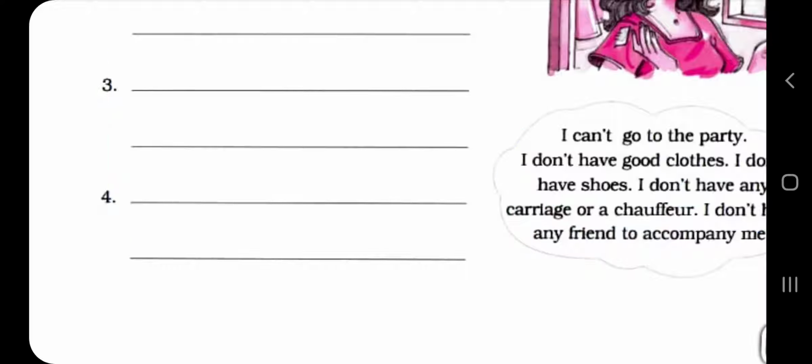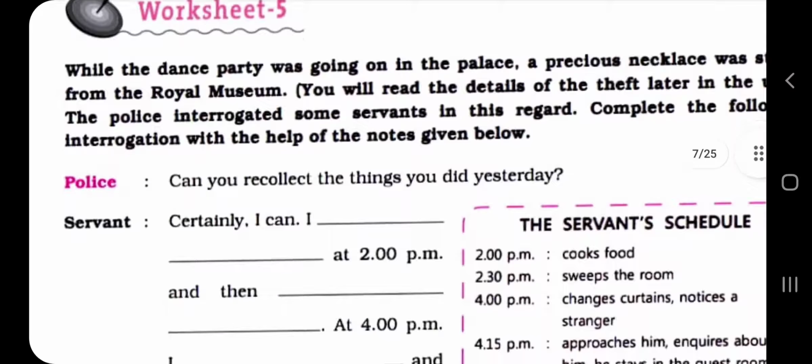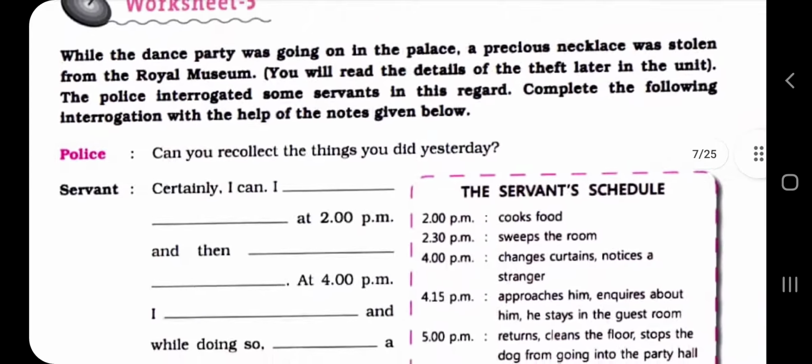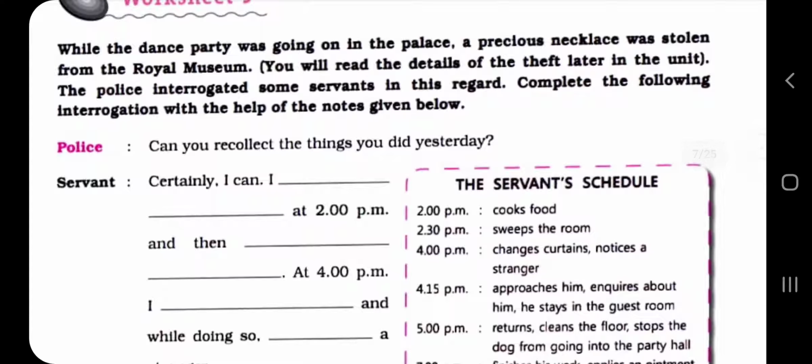Next is worksheet 5. While the dance party was going on in the palace, a priceless, means very costly, necklace was stolen from the Royal Museum. You will read the details of the theft later in the unit. The police interrogated, means questioned, some servants in this regard. Complete the following interrogation with the help of the notes given below. Can you recollect, means याद कर सकते हो, मतलब जो भी इंसिडेंट हुआ उसको वापस बोलने का. Can you recollect the things you did yesterday?